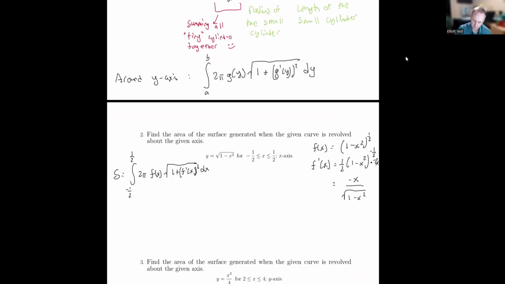And then we just go for it, right? So this is -1/2 to 1/2 here. 2 pi f of x is the square root of 1 minus x squared times the square root of 1 plus, if we're squaring this, you're going to end up getting x squared over the square root of 1 minus x squared, squared, which cancels the square root to give us 1 minus x squared, dx. And it's like, oh, yay, we did it, right?